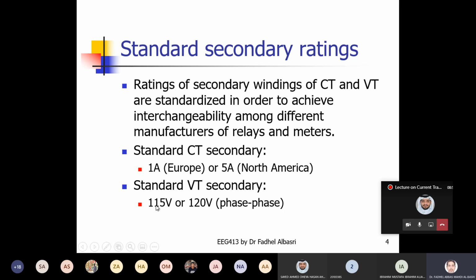The voltage transformer output is normally between 110 to 120 volts. It depends also on either the IEC or European standards or the North American standards. And this voltage is the line-to-line voltage between two phases. 120 is the output of the main voltage transformer, while the primary could be 400 kV, it could be 11 kV, it could be the actual voltage of the circuit.